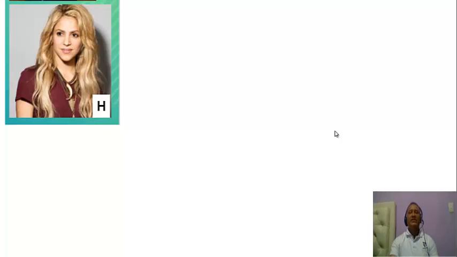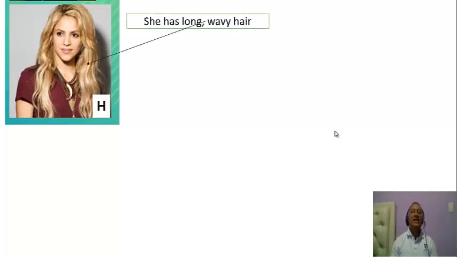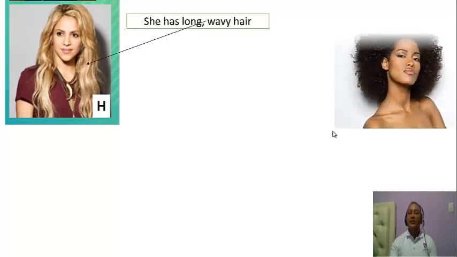Now let's move on with the form of someone's hair. For example, in the first picture we have Shakira Isabel Mebarak Ripoll. We can say she has long wavy hair. The form of the hair is wavy, like the wave of the ocean, the wave of the sea. That's why we call this form of the hair wavy. She has long wavy hair.